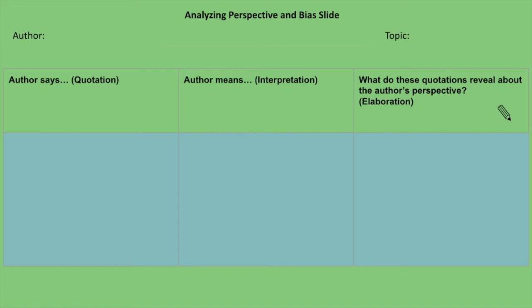Next, in the middle column, write "author means," and in parentheses, "interpretation." Here is where you will interpret the quote that you copied down in your graphic organizer. Finally, label the right-hand column, "What do these quotations reveal about the author's perspective?" And in parentheses, you can put "elaboration." Here's where you will elaborate and provide further inner thinking and analysis.